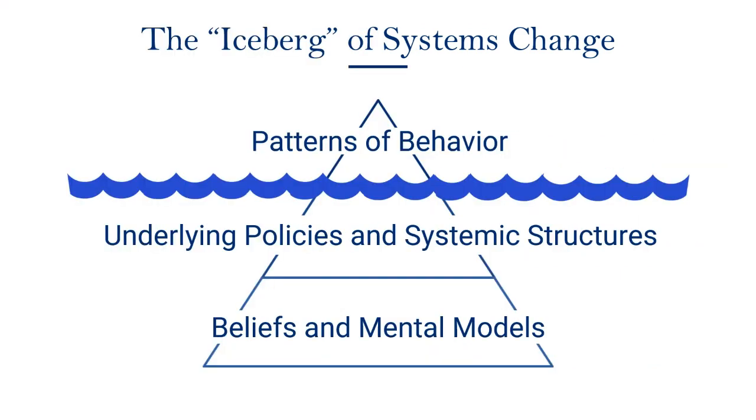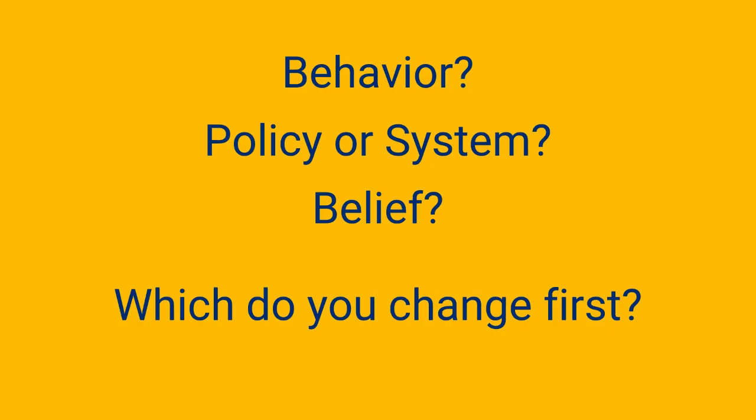Systems are often presented as icebergs, and there is a little tool that we use called the iceberg of systems change. So above the waterline in a system is pretty much the only thing that's visible, the patterns of behavior. So how do people act when they're in the system? And then immediately below the waterline are the policies and structures that are supporting those actions, and underpinning all of that are the beliefs and mental models. And that's what you really want to get to: what do people believe? What do they think about the system in which we are trying to drive change?